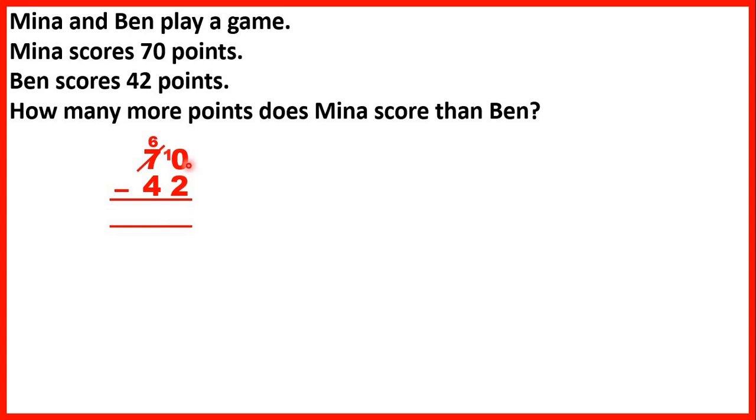So we can work out that 70 minus 42 is 28. So that means Mina scores 28 more points than Ben, because 70 is 28 more than 42.